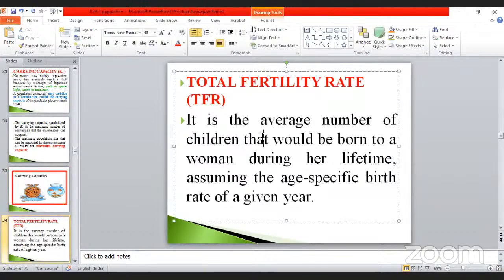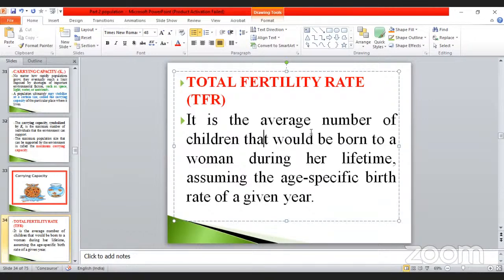So the next one is the total fertility rate, simply called TFR. What is meant by total fertility rate? Already you know about fertility. It is nothing but the young ones you are getting, which is also called birth rate. It is the average number of children that would be born to a woman during her lifetime. For example, in the olden days, around 1940 or 50, each family had 10 children, 5 children, 8 children, like that. So it is the average number of children born to a woman during her lifetime.